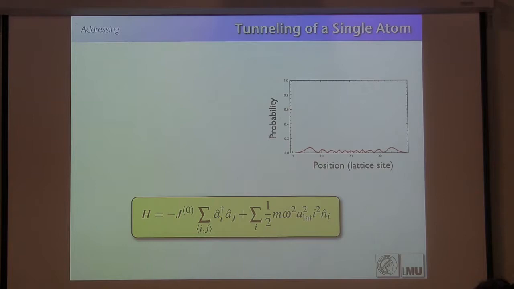You start on some site, you evolve, and you get this very different distribution than in free space. In free space you just get a Gaussian, you've all probably calculated in your quantum mechanics class the spreading of the Gaussian wave packet. And here, of course, what you get is what people call a continuous time quantum walk, or just a coherent evolution on a discrete lattice.